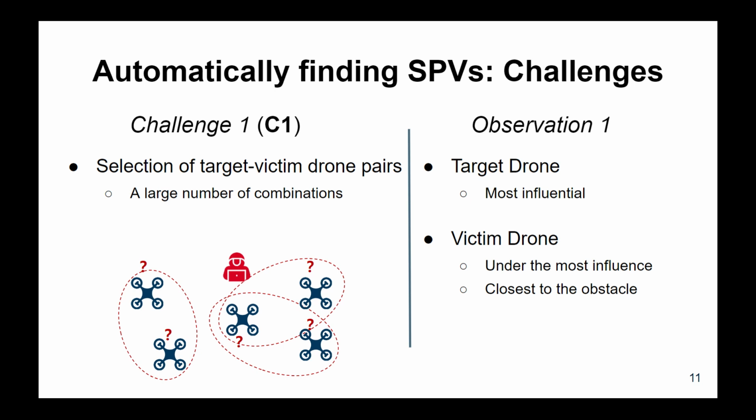Similarly, since the victim drone is influenced by the target drone to collide with the obstacle, we should find the drone under the most influence as the victim drone. And if the drone is already close to the obstacle when there is no attack, it's highly likely that this drone could collide with the obstacle under disruption. These observations could help us to choose the target victim drone pairs wisely.